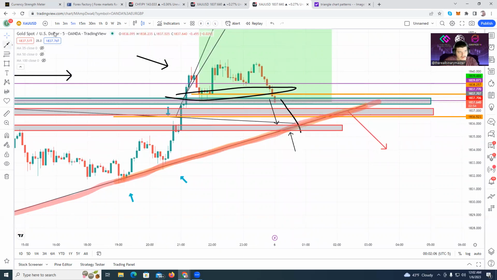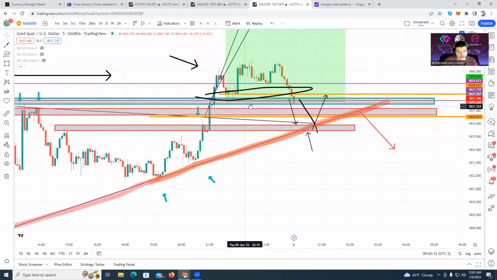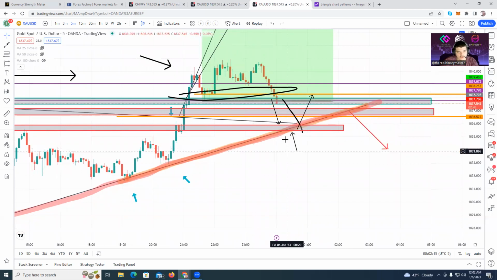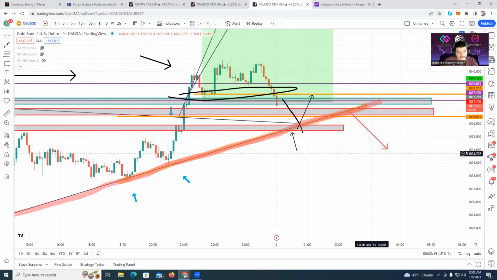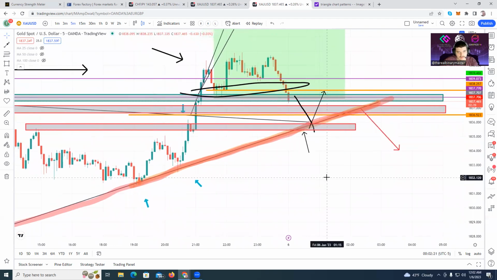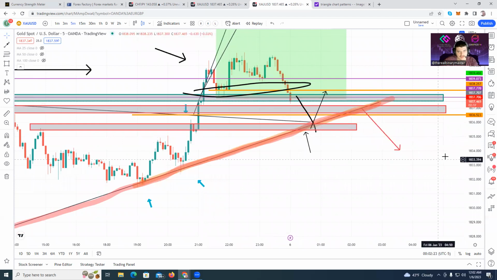So that way, maybe we wait for wick rejection, then a 5-minute bullish engulfing candle. That way we have confirmation that the market's completed this down push, and now we're going to be looking to take the market back up. At this point, it's very crucial that we just wait to see what the market's going to do next, okay?